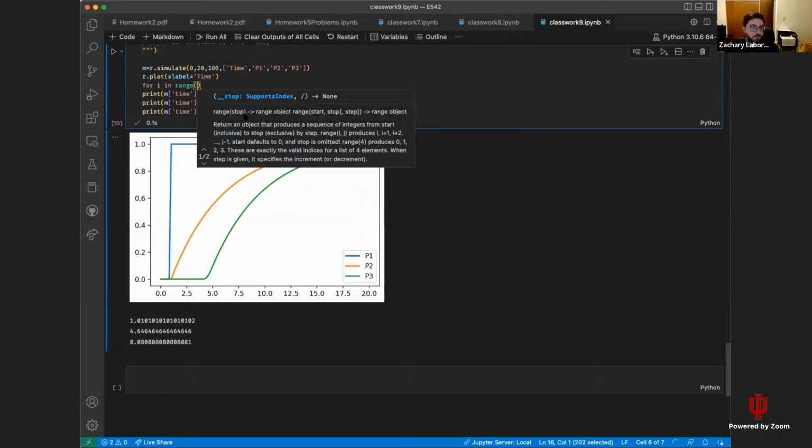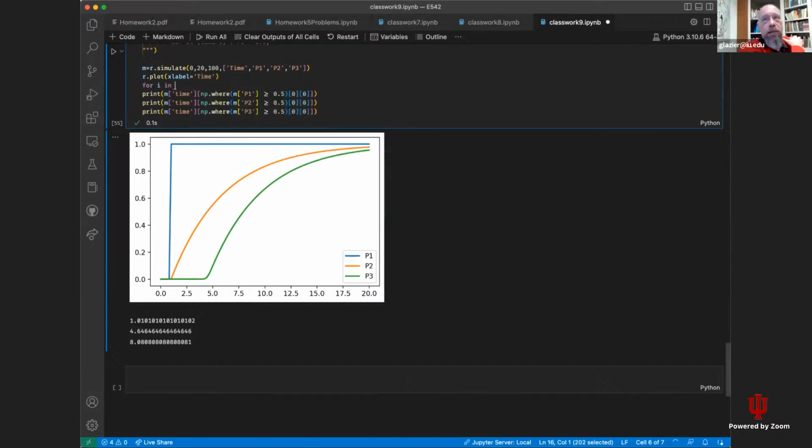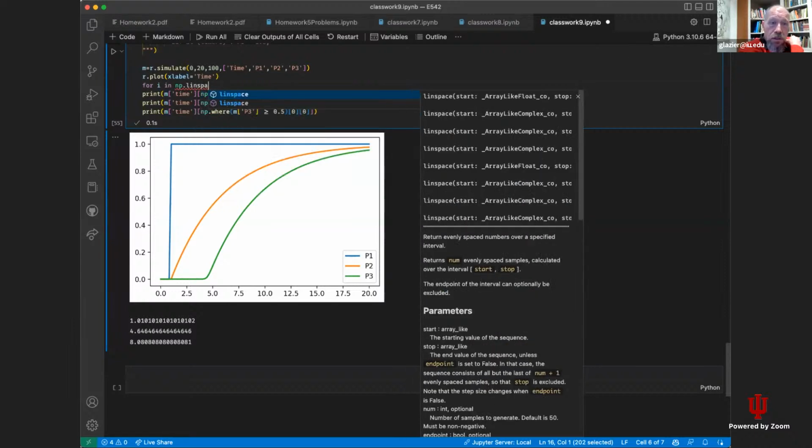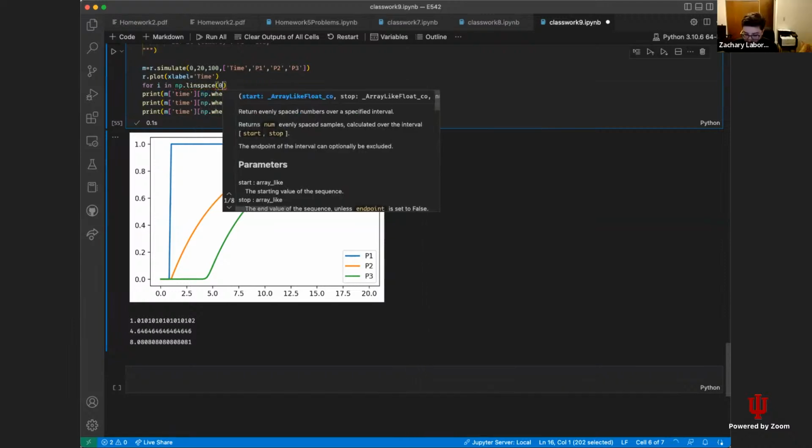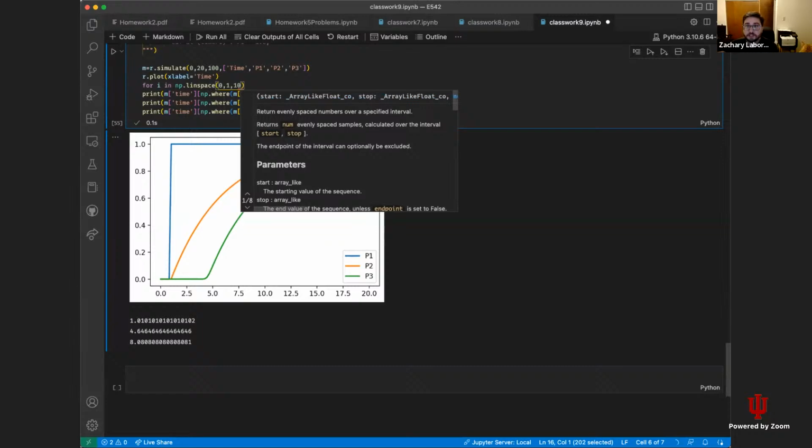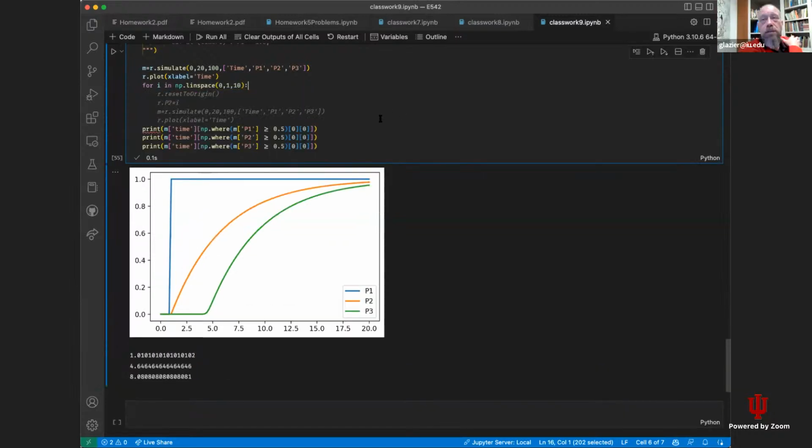One interesting thing, from 0 to 1. Okay, so like a linspace then? You could do that, or I like np.arange. I see. And then you just do, I don't know, like 10. And that works.